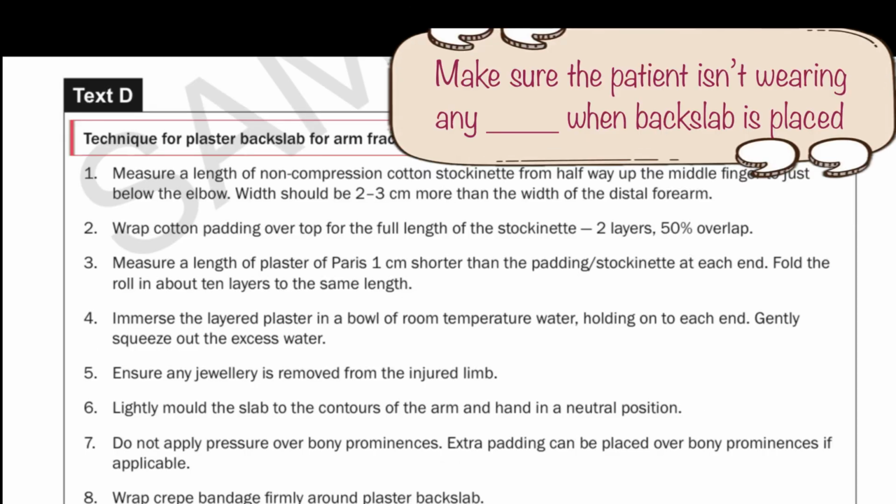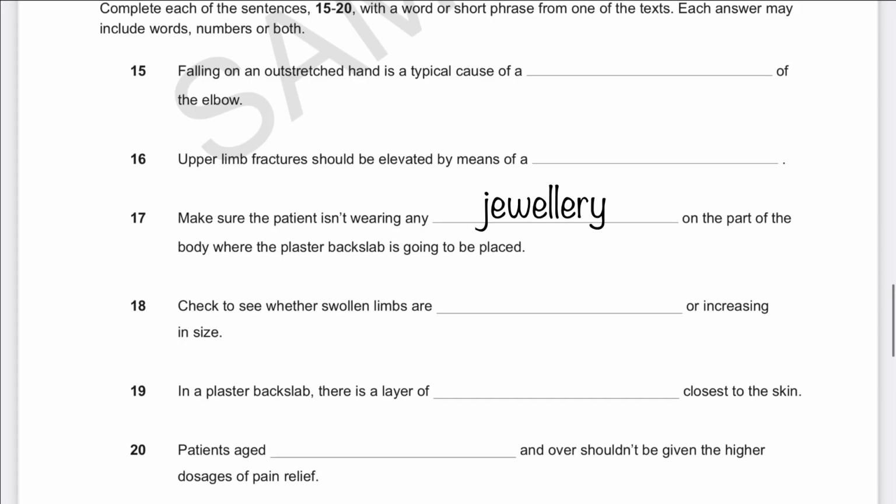Measure length of non-compression cotton stockinette, wrap cotton padding over top overlap. Measure a length of plaster of Paris. Immerse the layered plaster in a bowl of room temperature. Ensure any jewelry is removed. Okay, so there it is. Ensure any jewelry is removed from the injured limb. So the answer is jewelry.